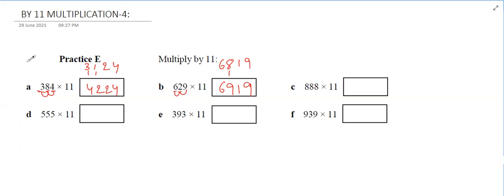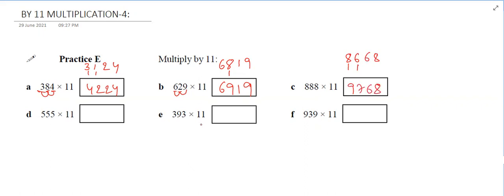Yes, sir. 8 plus 8 is 16. Then 8 plus 8 is 16. Then again 8 plus 8 is 16. And then 8. So it is 9, 7, 6, 8.